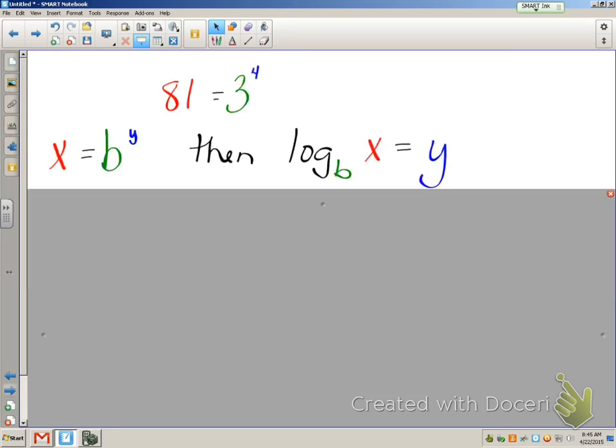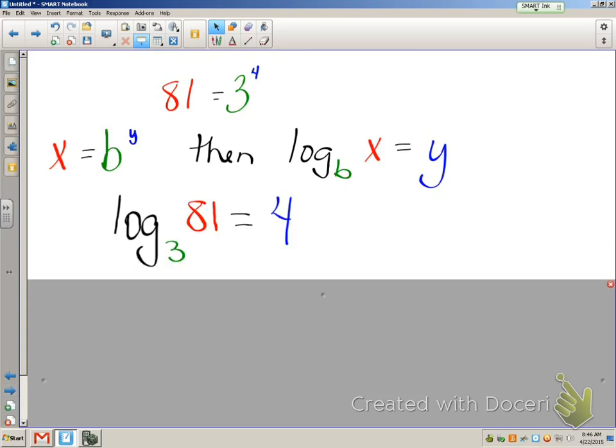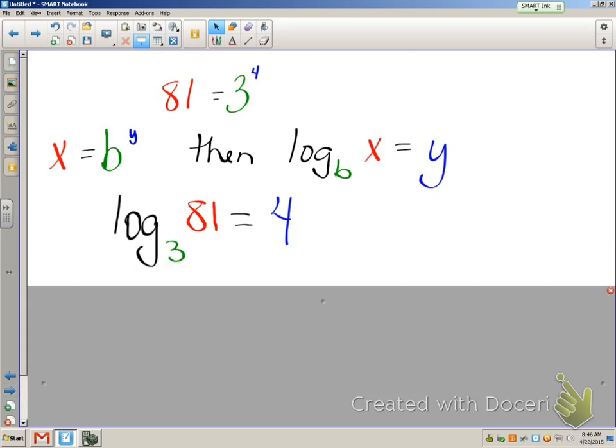81 equals 3 raised to the fourth power. Now I did some color coding here so you can kind of see where what goes. 81 is in the place of my x. So it's also in place of my x over here in this equation. So x here, that would be this x. The b is my 3, and it's the base over here in the log function. So when I write it out, I have log base 3 of 81 equals 4. It allowed me to solve for that exponent of 4.